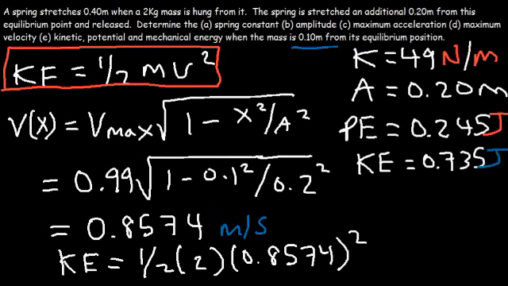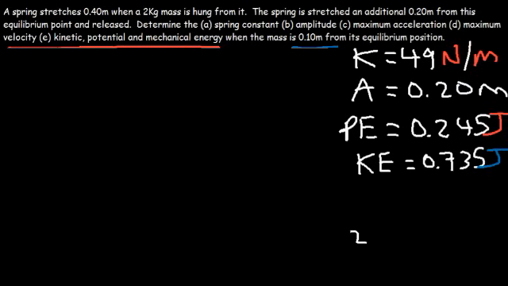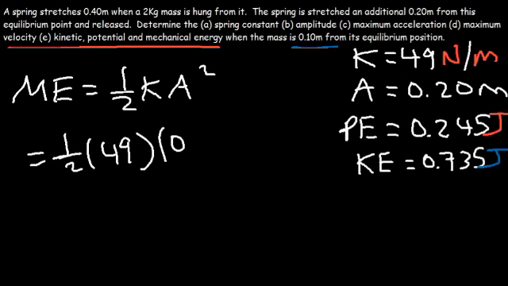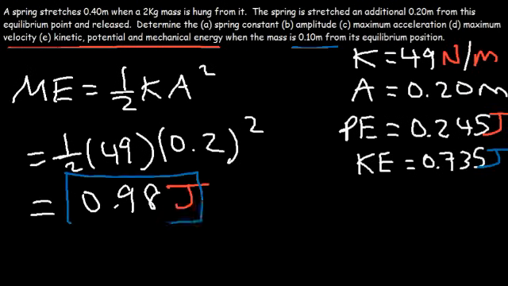Now let's calculate the mechanical energy. We're going to do it two ways. So first, let's use the equation. Mechanical energy is equal to 1/2 k times the amplitude squared. So k is 49, and the amplitude is 0.20 meters, or 0.2 meters. 0.2 squared is 1 over 25, or 0.04, times 49, which is 1.96. Half of that is 0.98. So the mechanical energy, which represents the total energy of the system, is 0.98 joules.